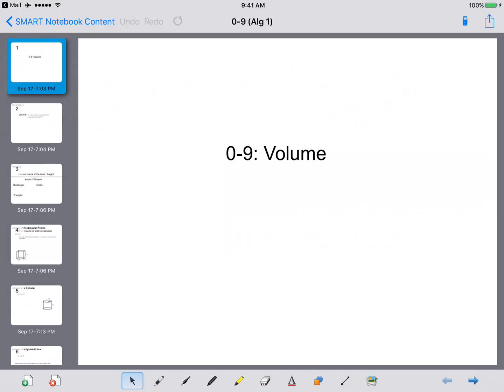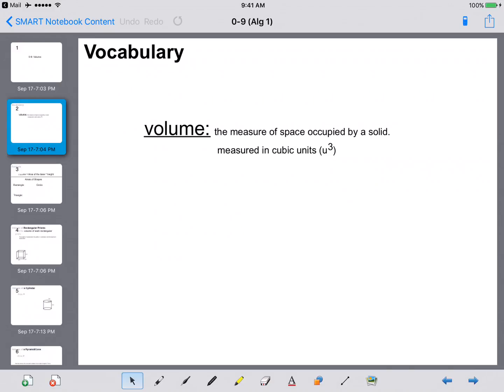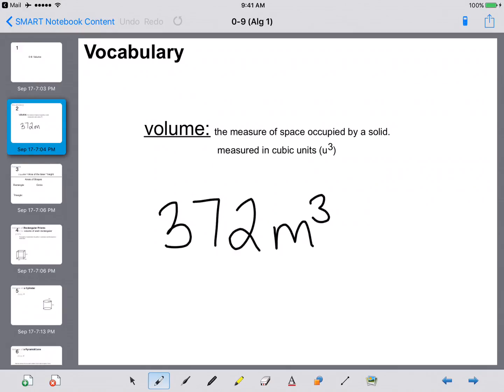Welcome to Chapter 0, Lesson 9 on volume. So starting off with our vocabulary, we've got the word volume, which is the measure of space occupied by a solid, and it's measured in cubic units. So if your answer was 372 meters cubed, okay, because there's 3 dimensions.